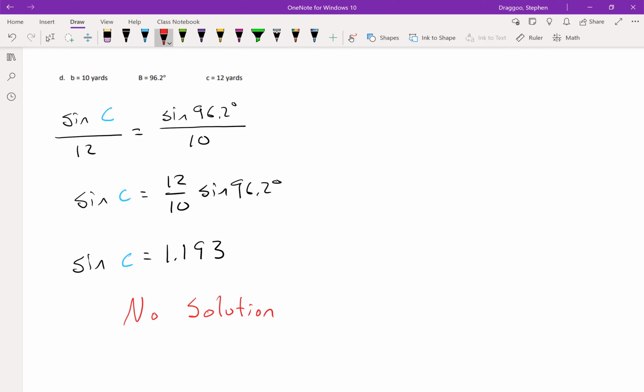Which means that in the case of if we're given two sides and an angle, then it's possible that we could have two different triangles that solve the same given information. But we could also end up with given information that doesn't add up to a triangle. Because we'll find that these two side lengths aren't quite long enough to connect if that angle B must be 96.2 degrees. So no solution to this particular triangle.